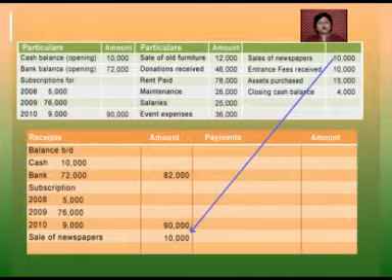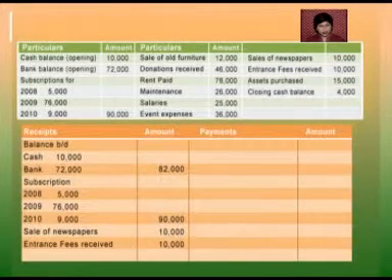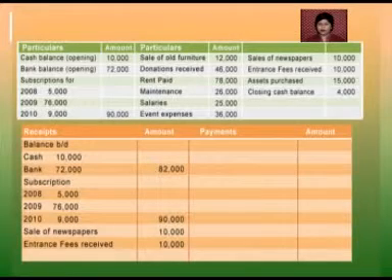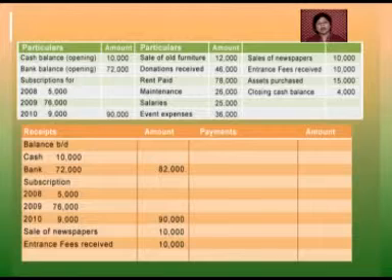अब जब हम न्यूज़पेपर सेल करते हैं तो हमें वो अमाउंट रिसीव होता है. That is why we are going to write it on the receipt side. So here we are writing sale of newspapers amounting to rupees 10,000. Entrance fees received. Again, this is the fees which we are receiving. That is why on the receipt side we will be writing entrance fees received amount rupees 10,000.